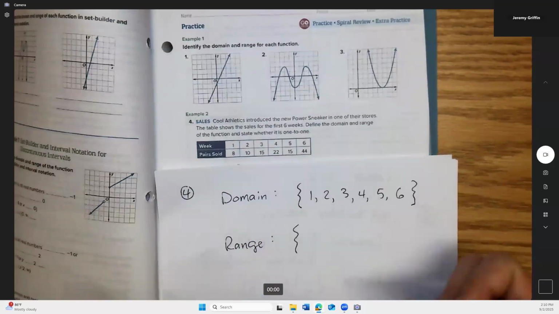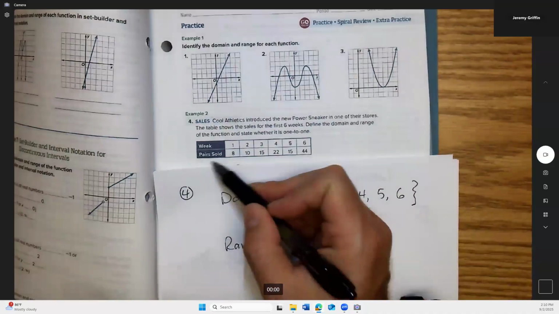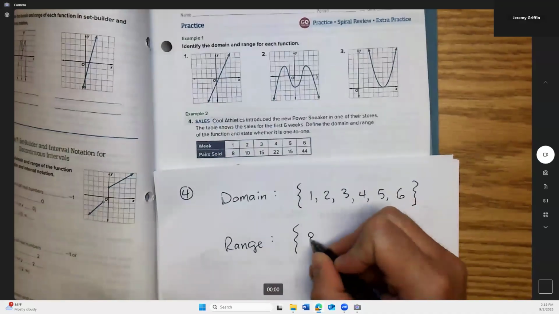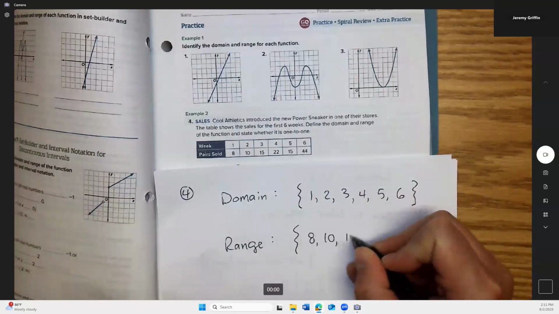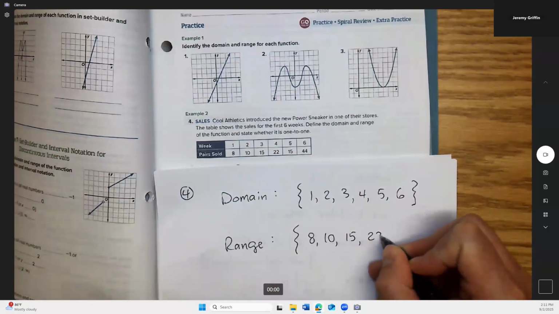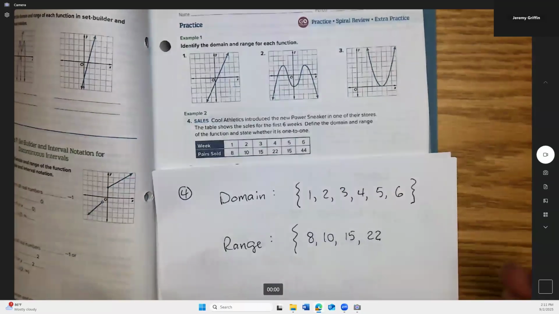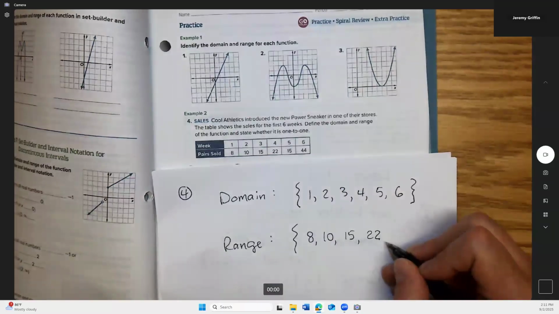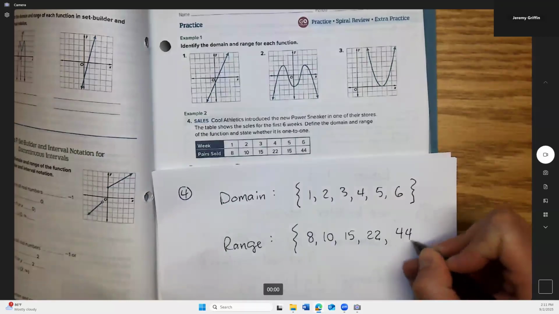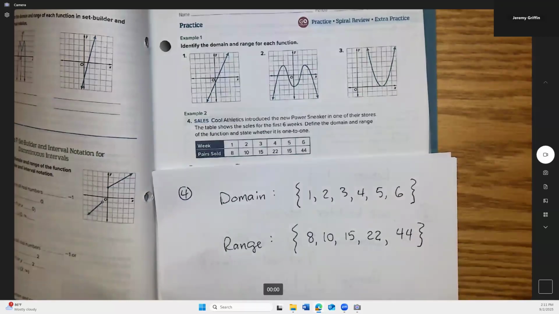So what are all the numbers of sales? Oh yeah, pairs sold. There it is. Okay, number of sales. Well, I have an 8. I have a 10. There's a 15. There's a 22. There's a 15 again, so I don't have to mention that twice because it's already counted. I can say 44 sales. And that would be the range right there.